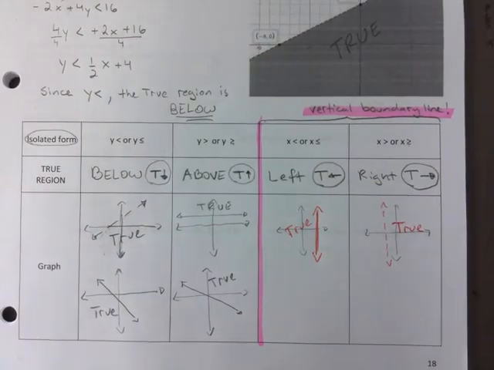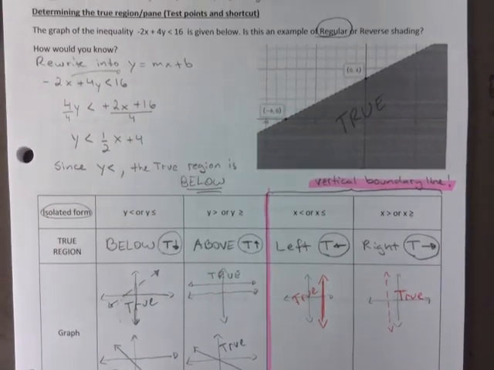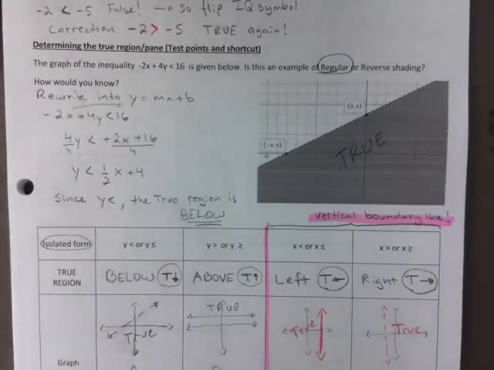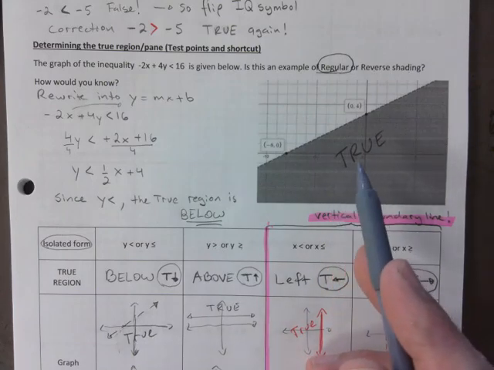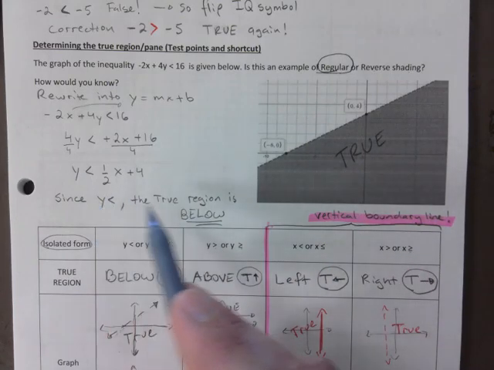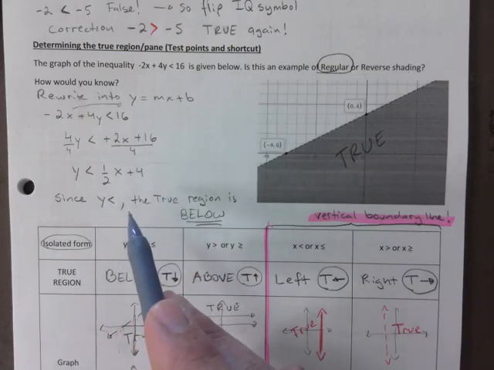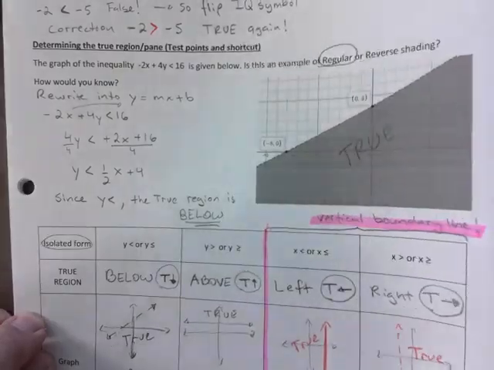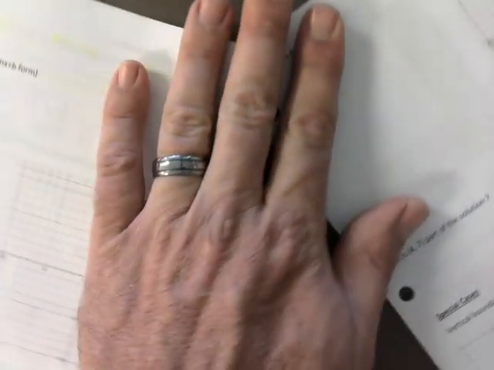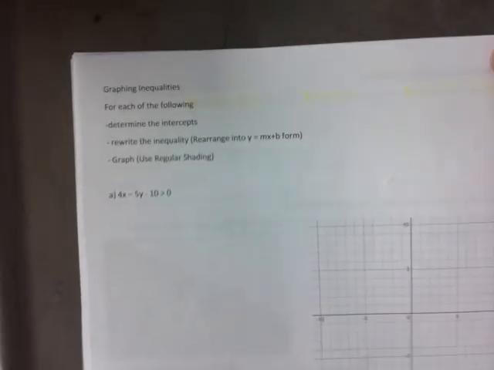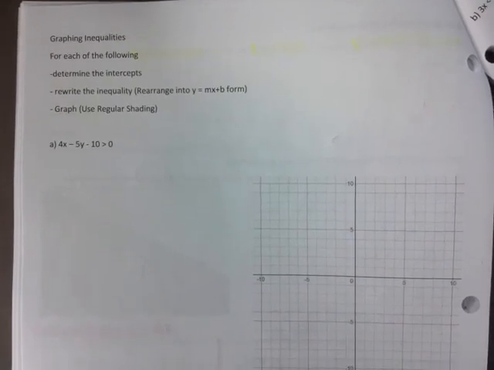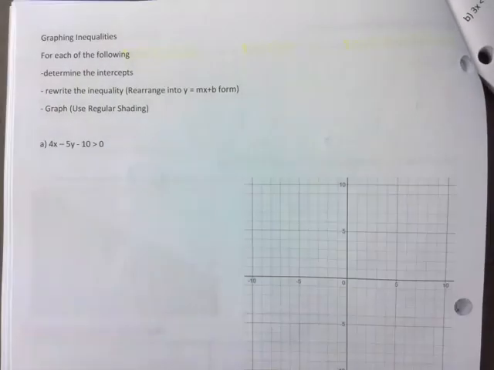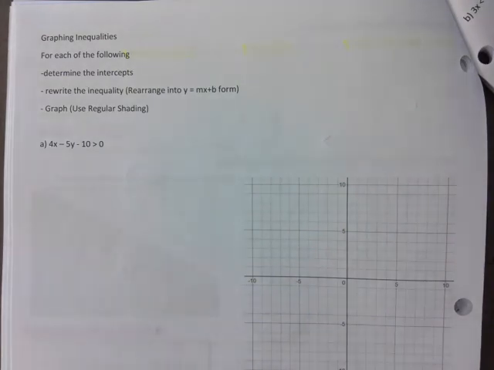So another thing I want you to realize, and I'm not going to have enough room here, so I'll do that later on. There's another way of showing whether or not a region is true or false. I'm just going to stick with a short method right now on this page, but follow me and let's do some graphing here. So page 19. For each of the following, determine the intercepts, rewrite the inequality, and then we'll graph it.